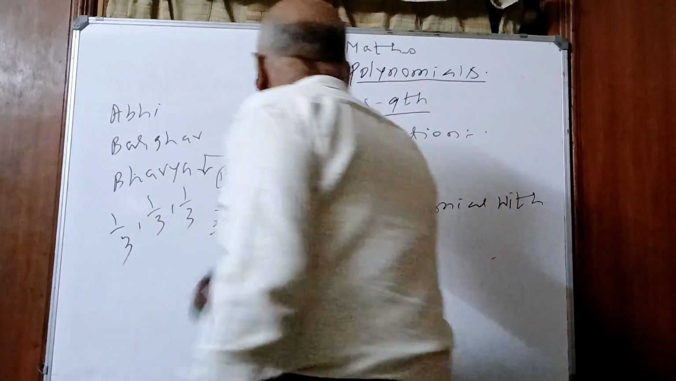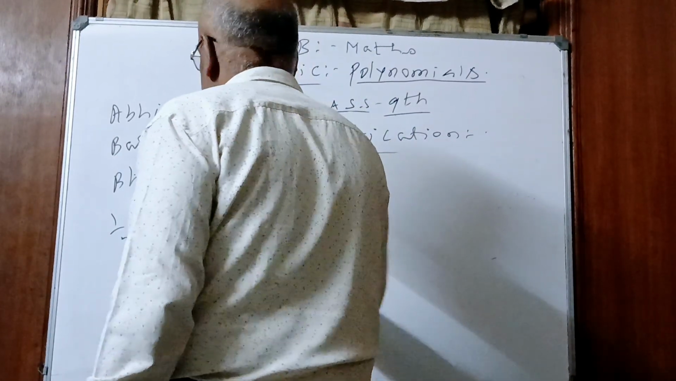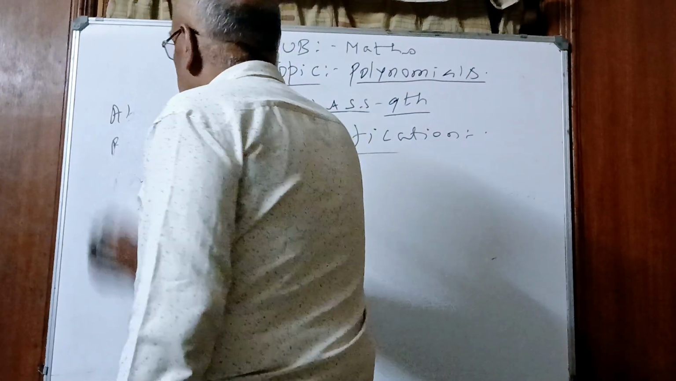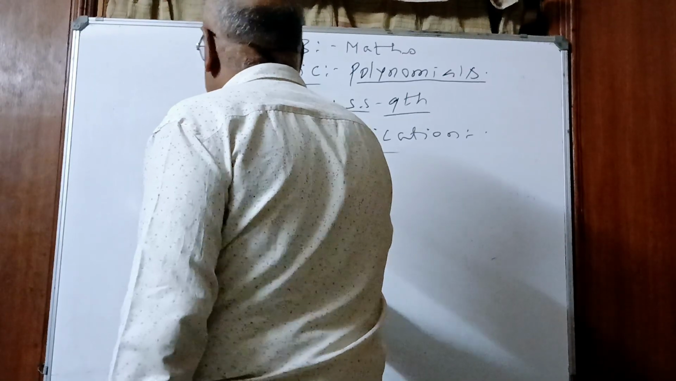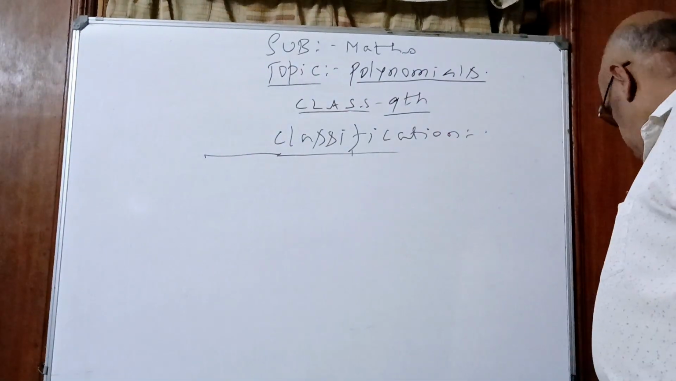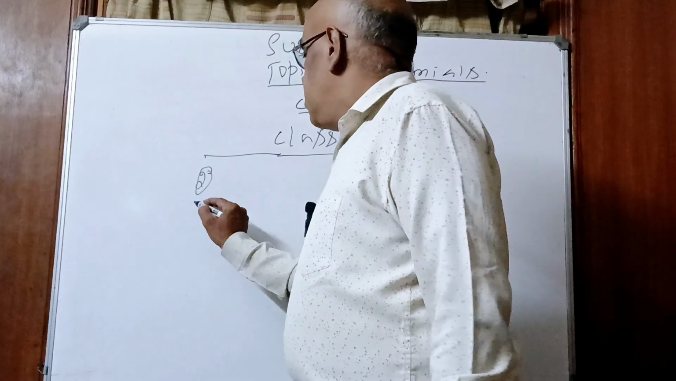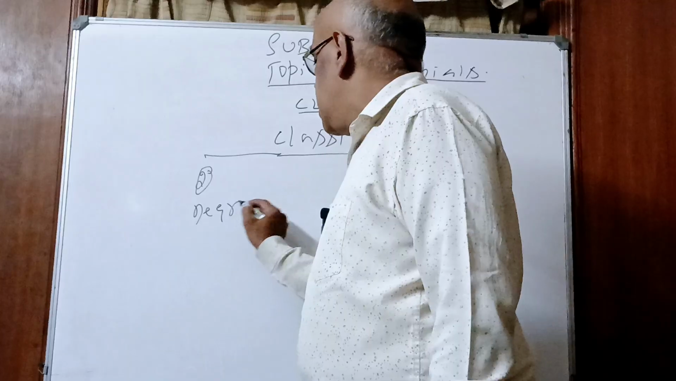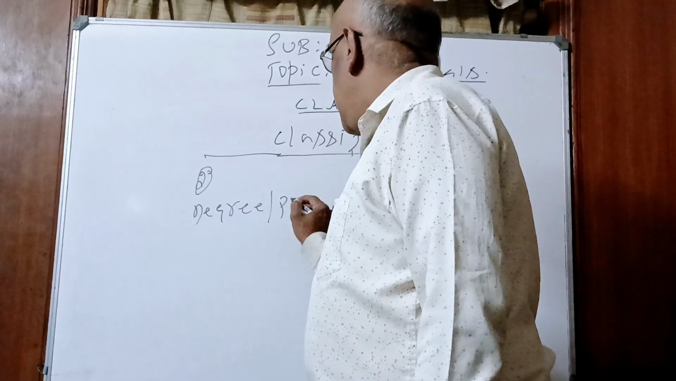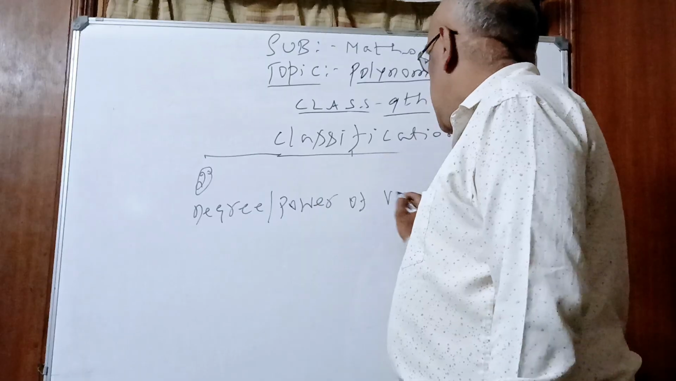Yes or no, children? What is polynomial? Algebraic expression with many terms. We discuss only monomial, binomial, trinomial. Yes or no, children? Yes. Now, based on degree, or power of what? Of variable.